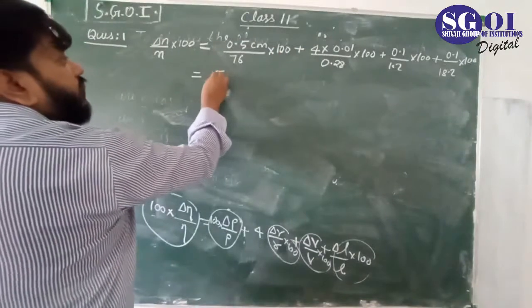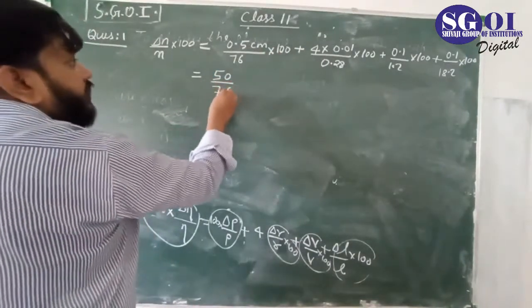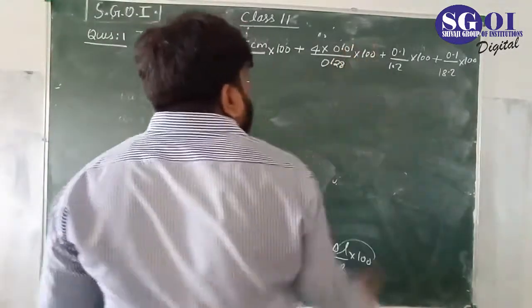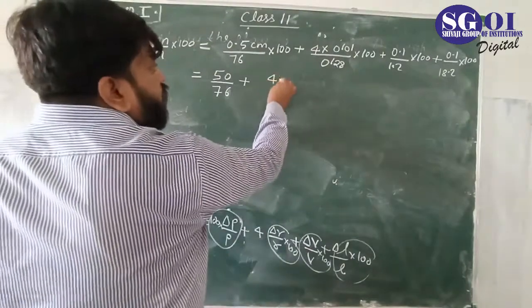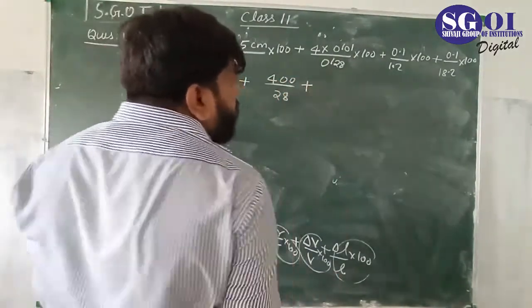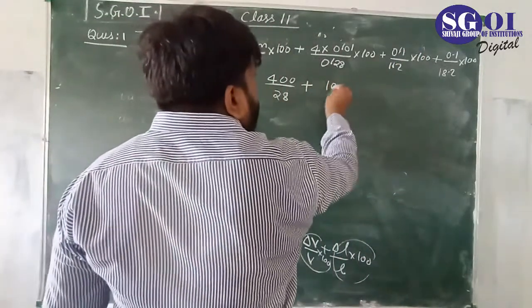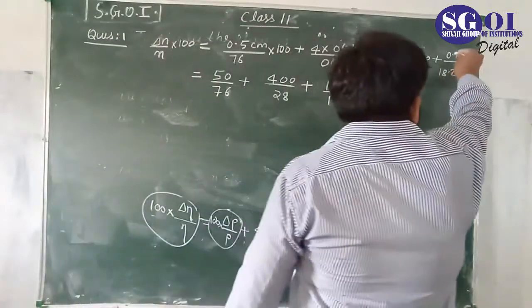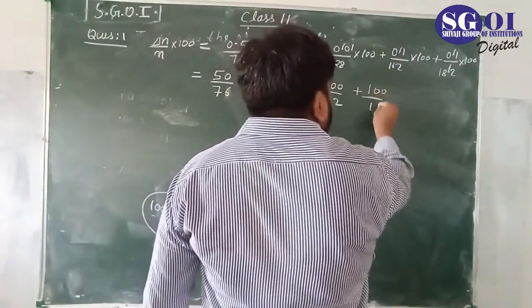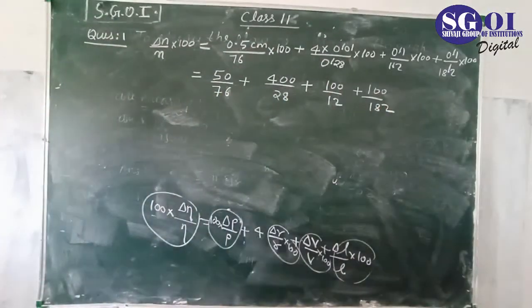So it would be 50 by 76 plus, point se point cancel, hataiye, 400 upon 28 plus, point hataiye, ye aapka 100 upon 12 plus 100 upon 182. So we have to solve this value and we have to add after that.